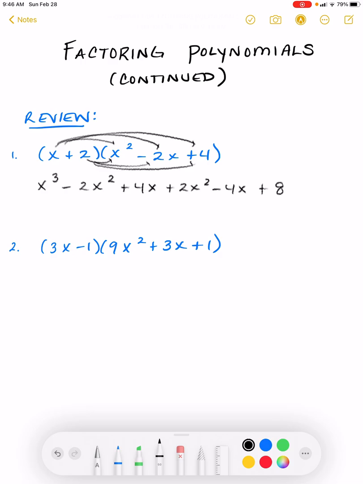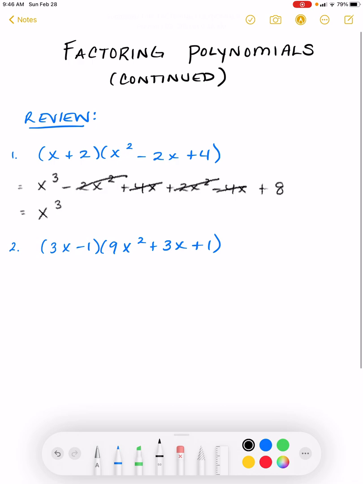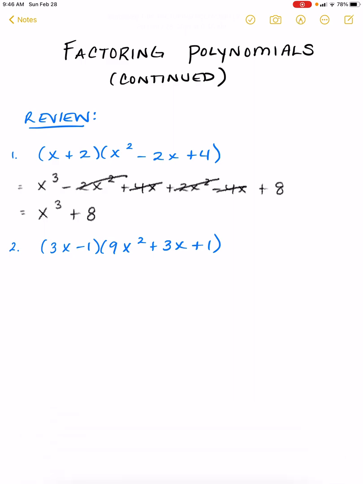Now what's interesting with these problems is what happens when we combine like terms. I'm going to get rid of my lines here so I can go back to the original problem more easily. There are no other x cubes. I see that the negative 2x squared and the positive 2x squared equal 0, and positive 4x and negative 4x equal 0. The result is x cubed plus 8. It's kind of interesting. We can look back and see if we notice any patterns. Let's do one more and see if the same thing happens.